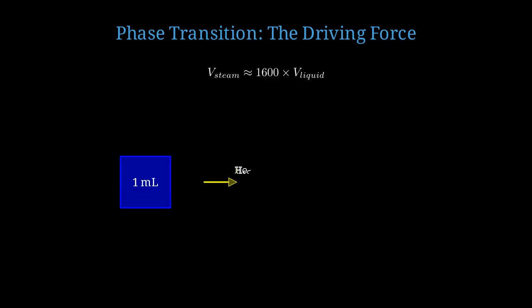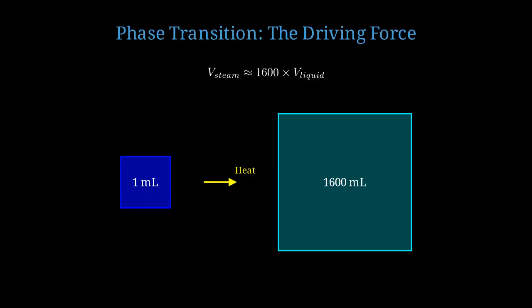The phase transition of water from liquid to vapor is the fundamental driving force. At 100 degrees Celsius, liquid water becomes steam with a massive volume expansion. The volume expansion ratio is approximately 1600 to 1. 1 milliliter of liquid water becomes 1600 milliliters of steam at atmospheric pressure. This enormous volume expansion creates significant internal pressure within the food structure. This pressure drives mass transfer outward, not inward.